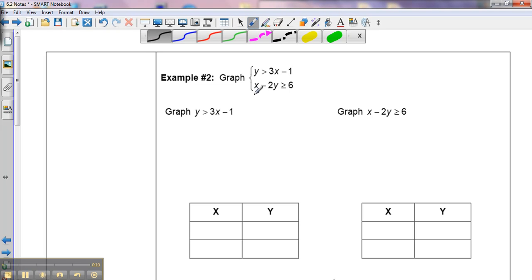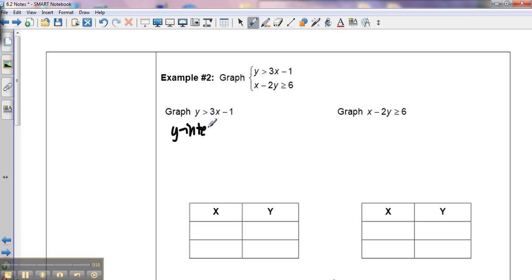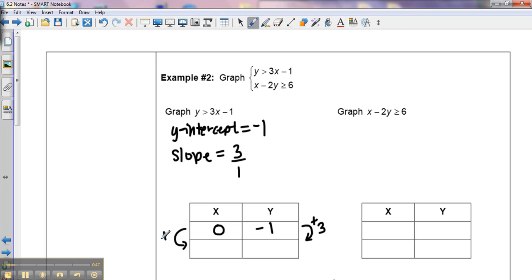So this first one is in slope-intercept form. So my y-intercept is -1, and my slope is 3. Okay, 3 over 1 because we like to write it as a fraction. So one of my points on my line is 0, -1. And then I've got a y change of 3, up 3, and an x change of up 1.